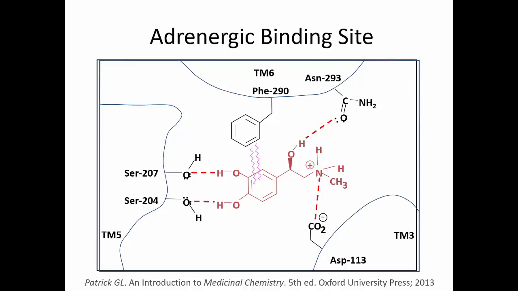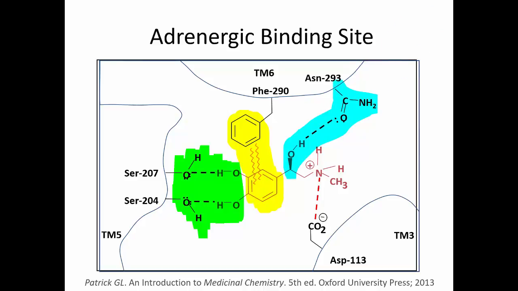So let's look at the adrenergic binding site. So what do we know about it? The aromatic ring forms van der Waals interactions, pi-pi stacking. The phenol groups form hydrogen bonds to the binding site, especially in beta adrenoreceptors. The alcohol forms a hydrogen bond to the binding site, and the alkyl ammonium forms an ionic bond to the binding site. N-alkyl groups affect target selectivity.